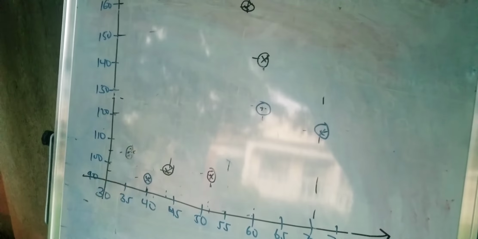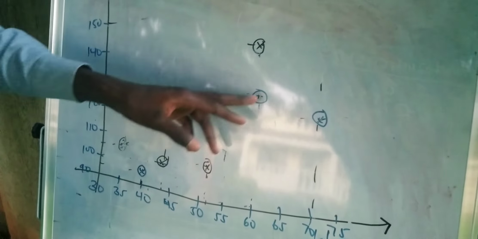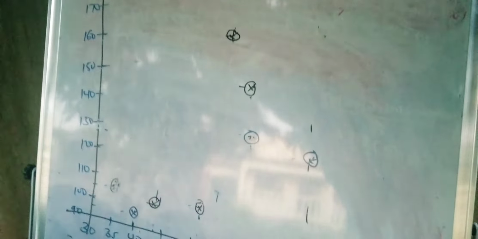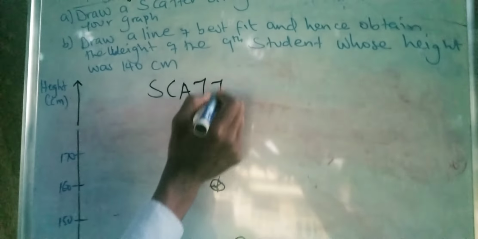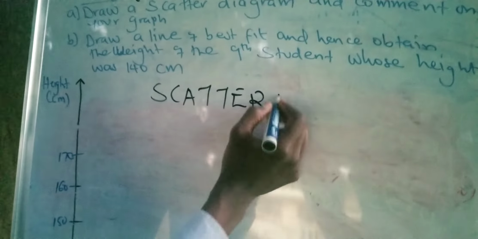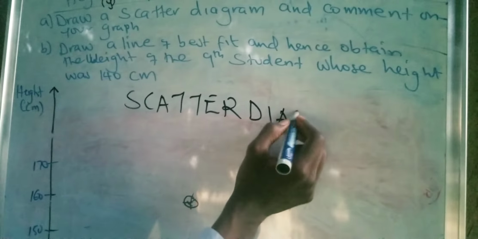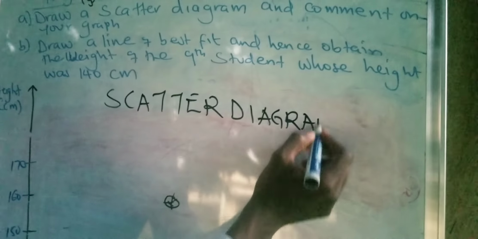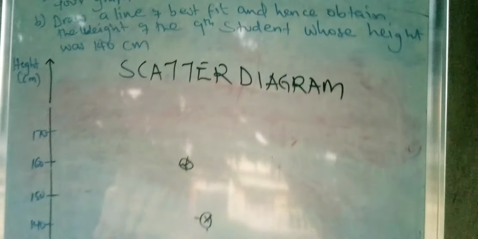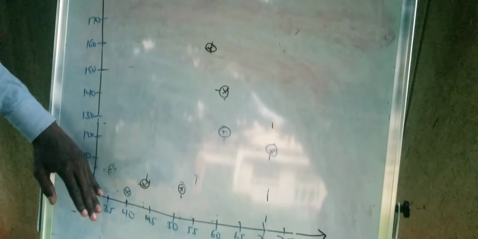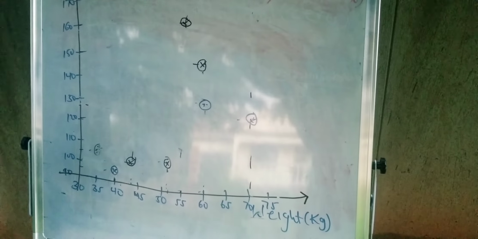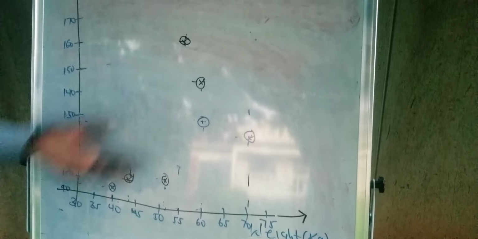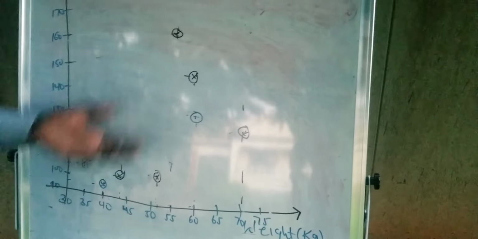So these are the points you have: 1, 2, 3, 4, 5, 6, 7, 8. Now after plotting this with your title up here, scatter diagram, what you have is the answer on the first part. And now we are saying you can comment. When you look at these values, at the starting point, we have values down here, then they go on increasing. So there is a positive slope. The slope is positive.